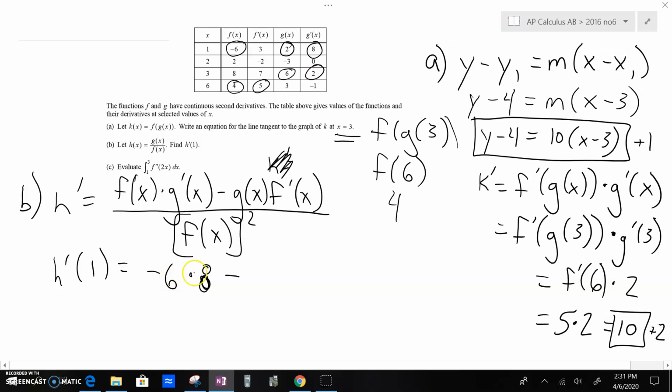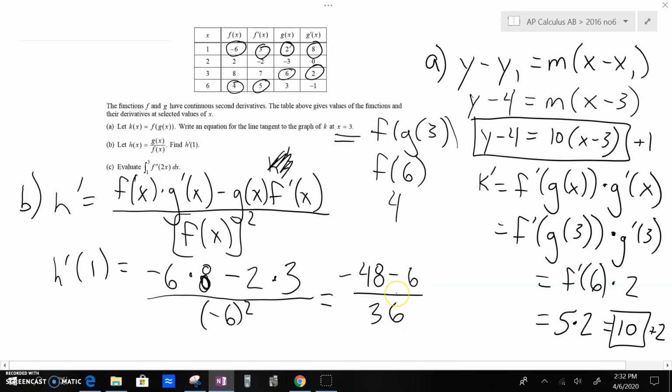So there I've got -6 times 8 minus, and then I've got g, so I'm going to use that 2 right here, times f prime of 1, which is 3. So look at that, I'm really getting my circles in up there. Then I've got f of x. Well, f of 1, we said that was -6, so I've got -6. I'm going to square that on the bottom. So then I've got -48 minus 6 over 36.